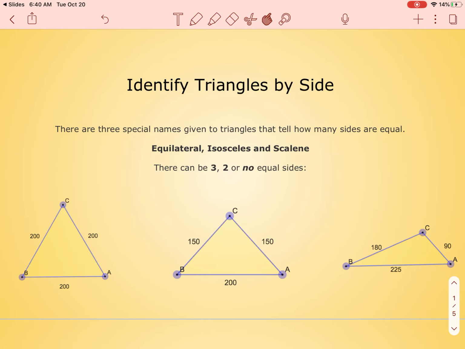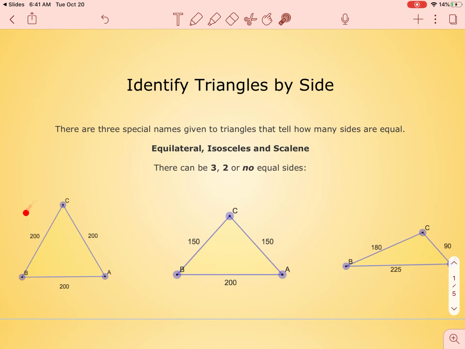All right, how do we identify triangles by their side? Well, there are three ways we can identify a triangle by its side. Either a triangle has 3 equal sides, 2 equal sides, or no equal sides. And we have 3 names for those: equilateral, isosceles, and scalene.